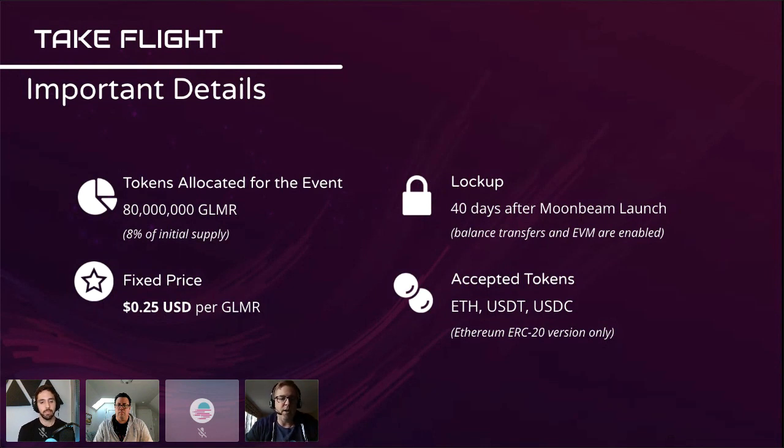For payment, we're accepting ETH, USDT, and USDC. For the stablecoins, please note that these are Ethereum ERC20 only. So it's got to be the Ethereum network.